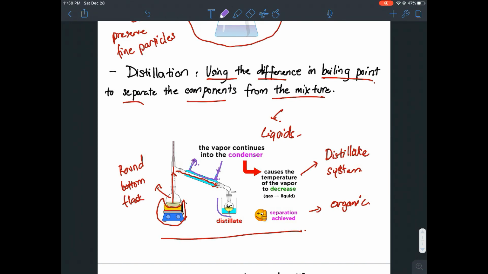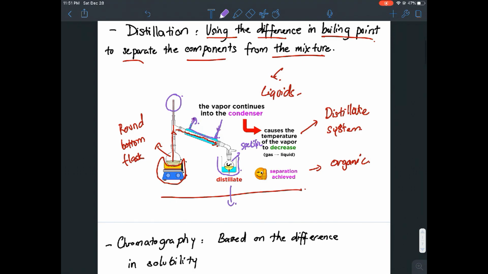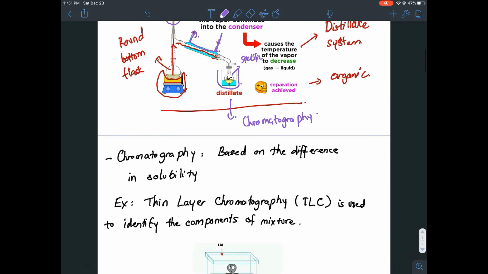Finally, we collect the final result here in a small beaker or a graduated cylinder. At a specific temperature measured by the thermometer, we could collect the specific liquid substance, and then we use chromatography to identify the purity of them. We have the last method here.